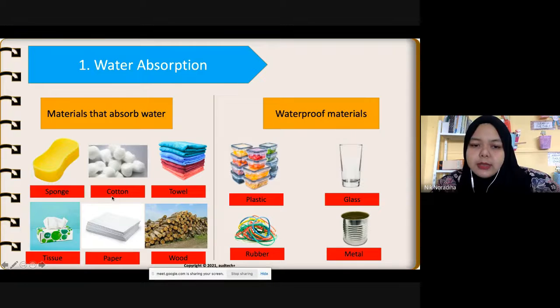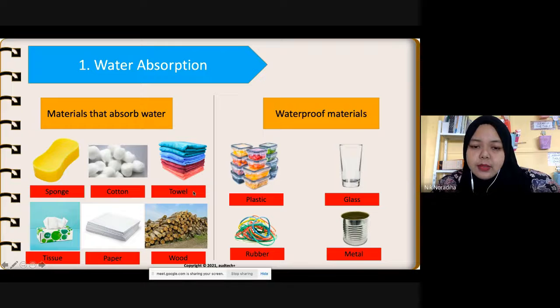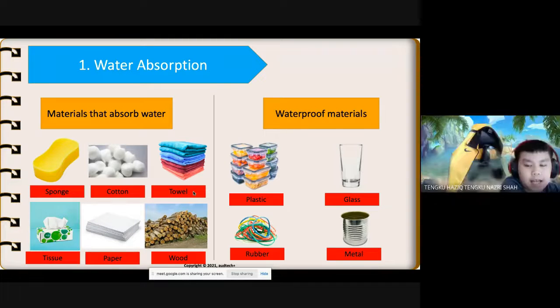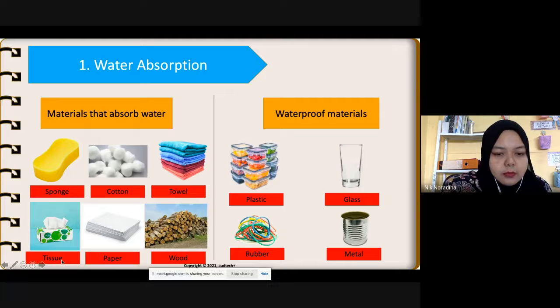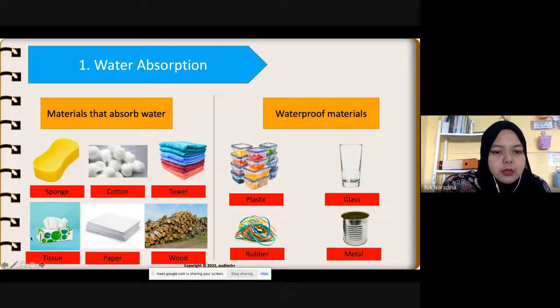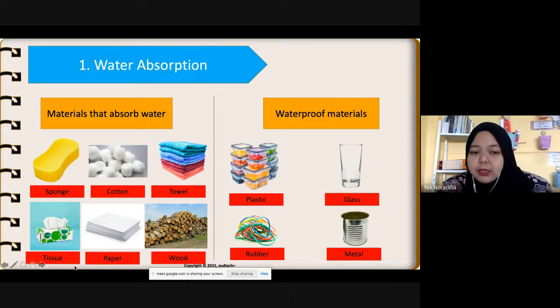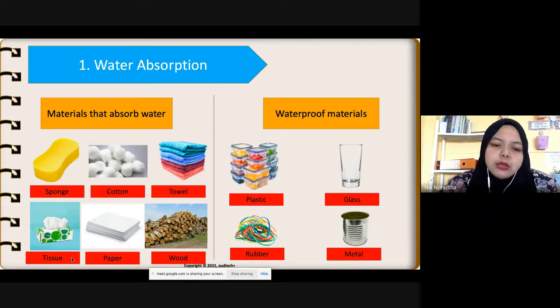Jaden, second one. Cotton. Cotton, thank you. Aziz, want to read the third one? Okay, Aziz. Towel. Towel can absorb water or not? Can. Cotton can absorb water or not, Jaden? Can, thank you. Akil Naufal, number 4. This one. Tissue. Tissue can absorb water? Can. Okay, correct. Thank you.